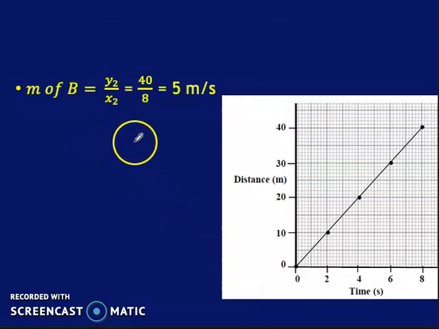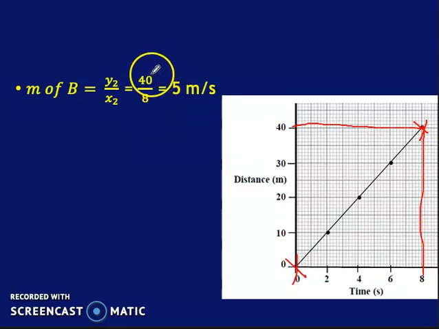Alrighty, so now that you've done that, again, we can ignore down here because it's 0, 0, it starts, so it's perfect. So we go up to our top point up here, and our top point is 8 for x, 40 for y, so 40 divided by 8 gives me a speed for this particular graph of 5 meters per second. Now, your homework is going to be on the next slide.